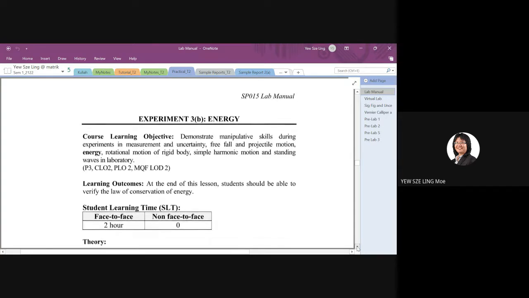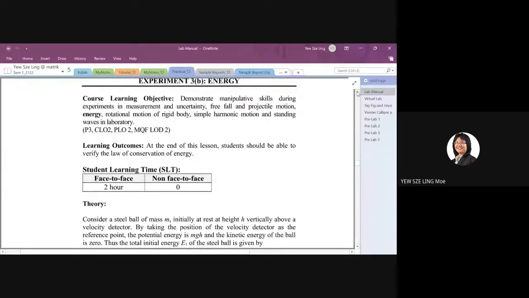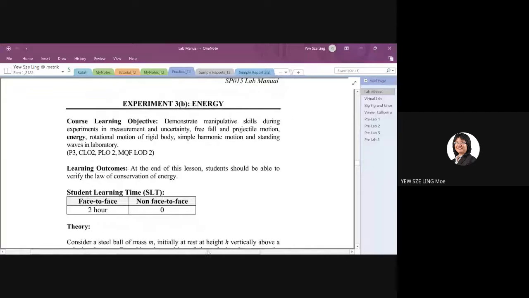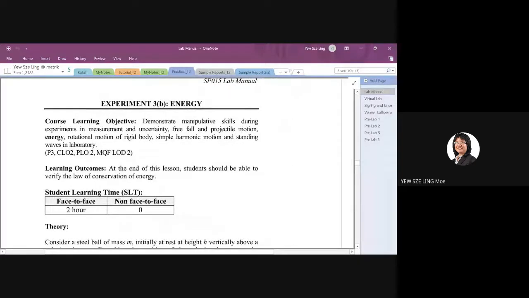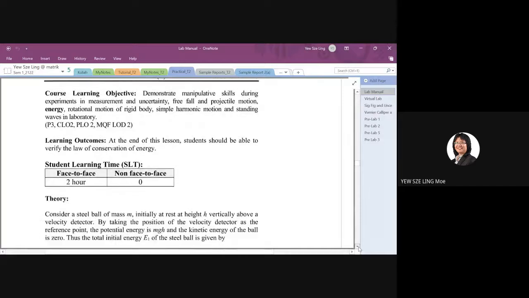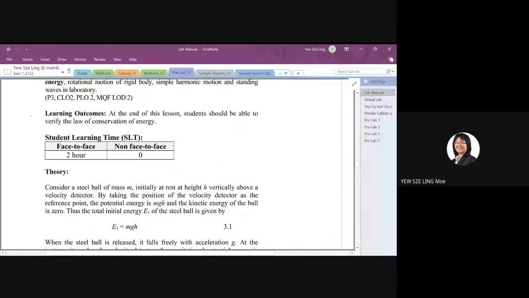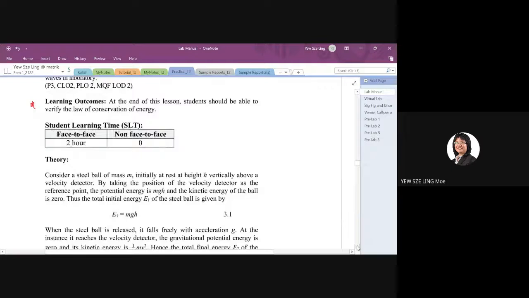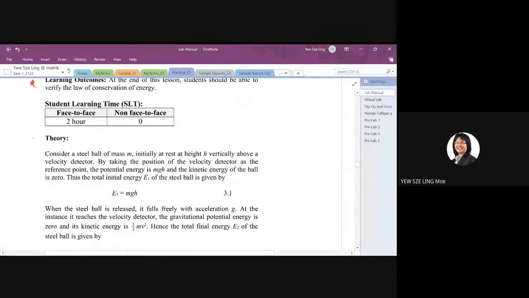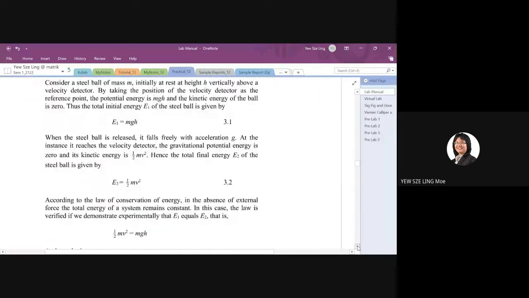So we are not doing experiment 3A, yeah? We are doing experiment 3B. Make sure you don't copy the wrong lab manual again. So experiment 3B, energy. The learning outcome, you yourself change it into objective, and then theory, you just copy it as usual.